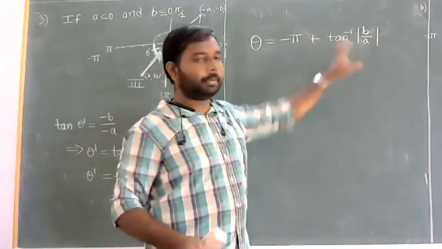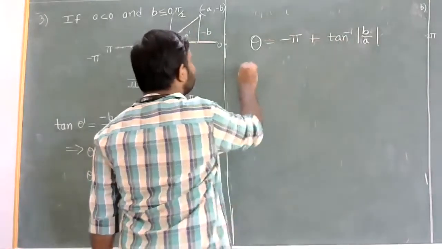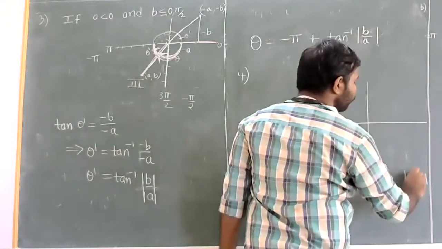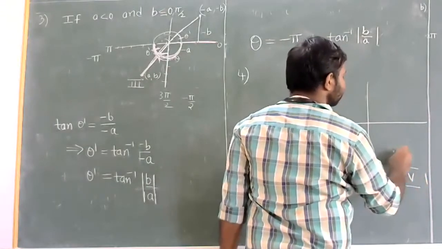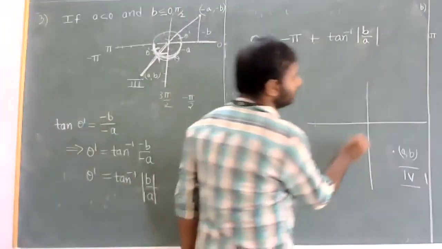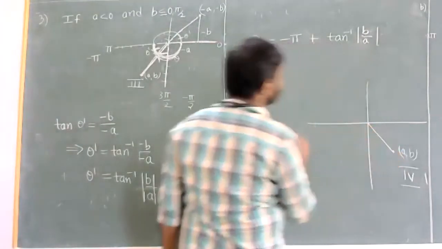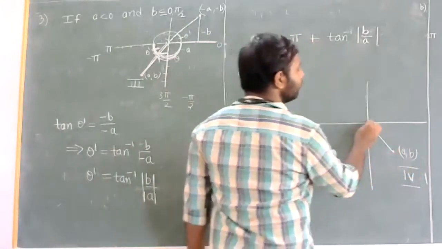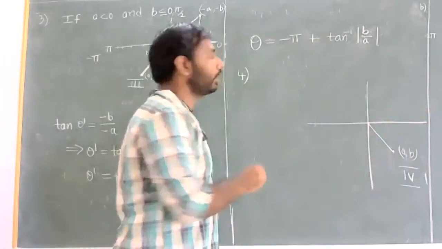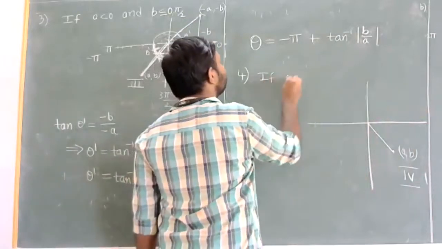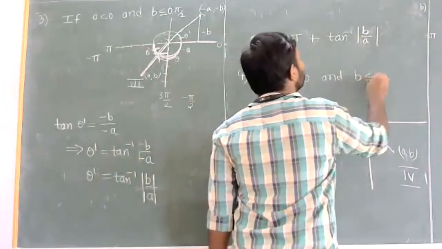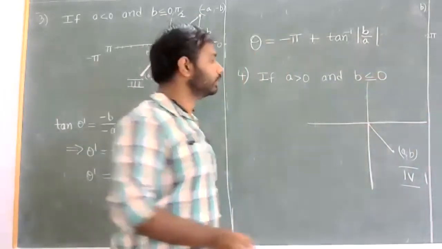Right? And now the fourth case, which means we are in the fourth quadrant. So suppose the point (a, b) is here. Once again, (a, b) here means a is positive and b is less than or equal to 0.